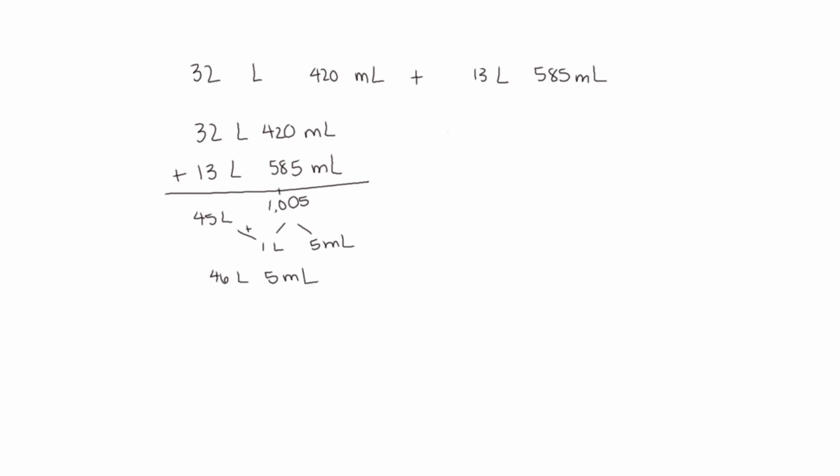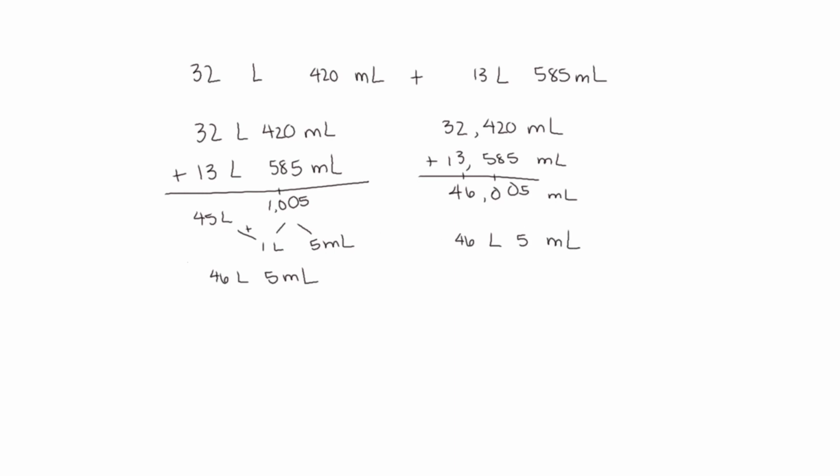We can also convert both measurements into milliliters. The first one would be 32,420 milliliters. The second one would be 13,585 milliliters. We can add these two together, and we get 46,005 milliliters, which we can simplify into 46 liters, 5 milliliters.